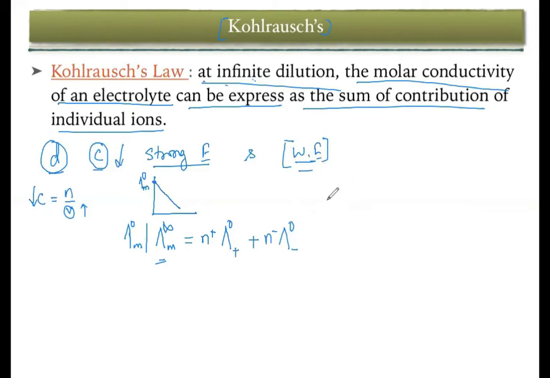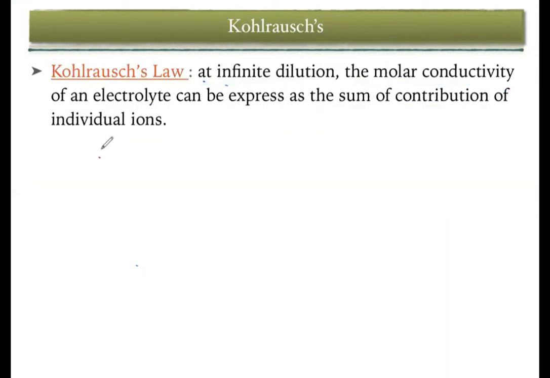So for a weak electrolyte it is difficult to calculate, because we saw in the graph that at very low concentration, or infinite dilution, we cannot predict the lambda m naught value. So how can you apply this concept in the expression? Let us write the expression for a strong electrolyte, NaCl. As we know, for the strong electrolyte NaCl, the ions will be Na plus and Cl minus. So how can you write the molar conductivity at infinite dilution?